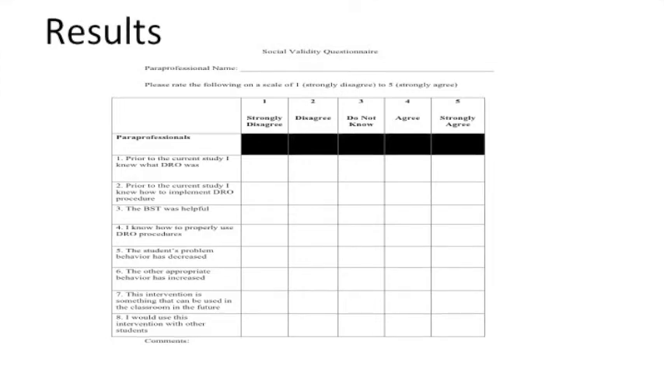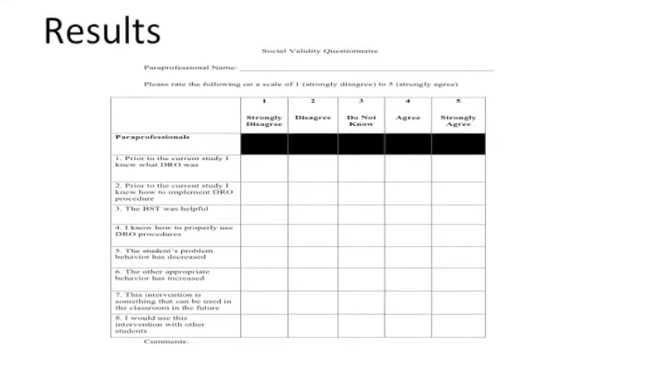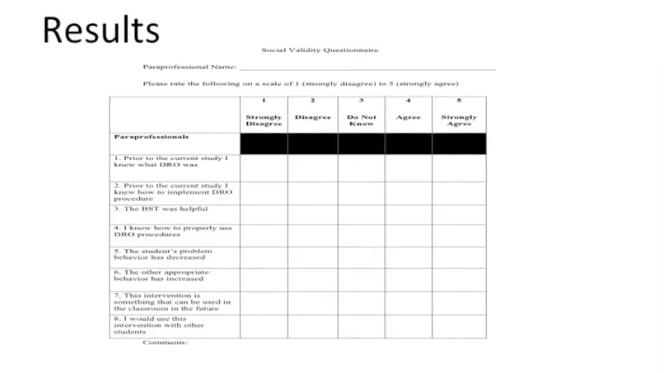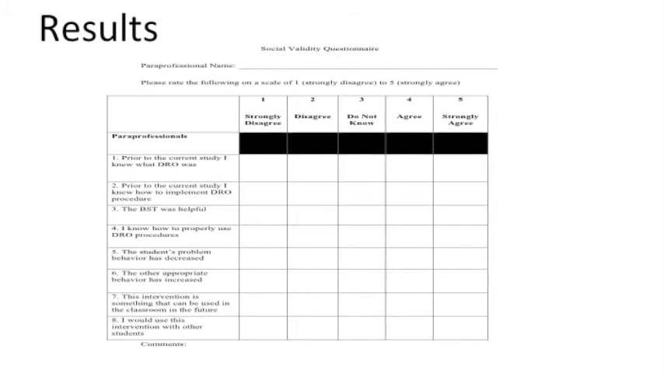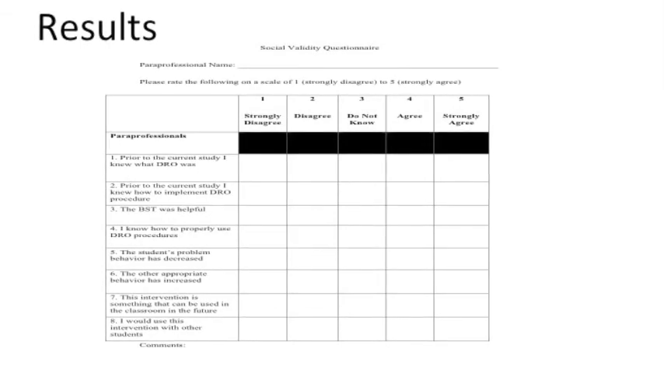This slide contains the social validity questionnaire that was provided to the participants once the maintenance phase had ended. The first purpose of the social validity questionnaire was to see if paraprofessionals knew what DRO was and how to implement it prior to the study, and the second purpose was to determine if the study was beneficial and had an impact on the staff's use of DRO procedures. The questionnaire consisted of 8 questions that the paraprofessionals had to rate on a scale of 1 to 5, 5 being that they strongly agreed with the statement, and 1 being that they strongly disagreed.